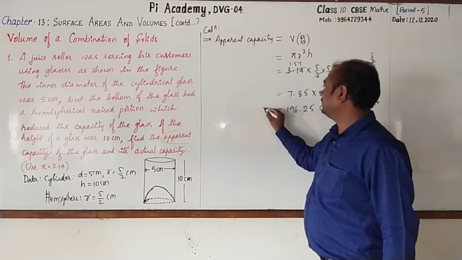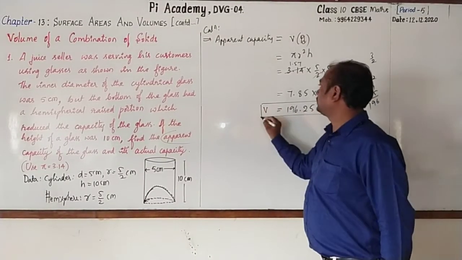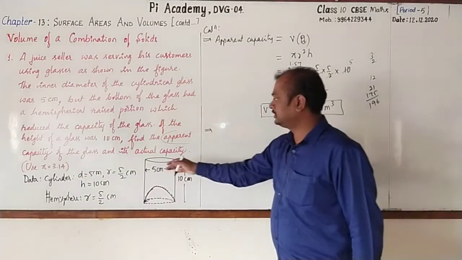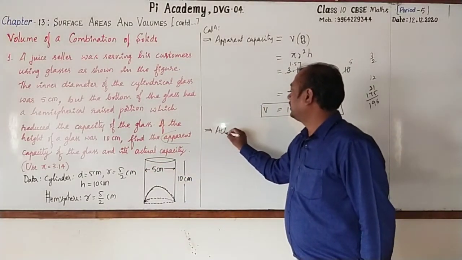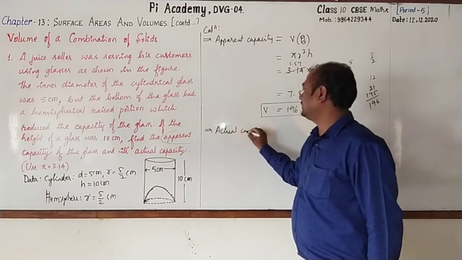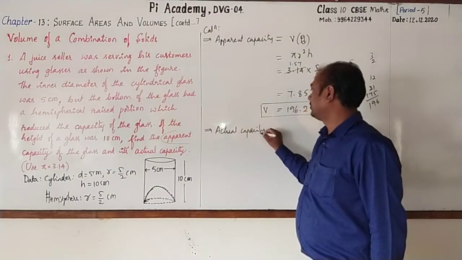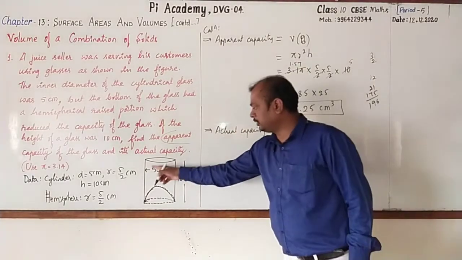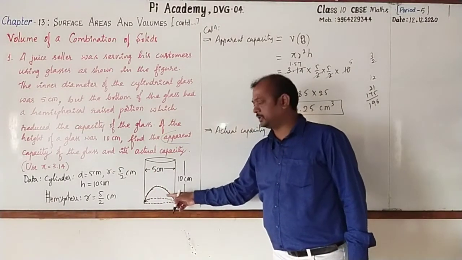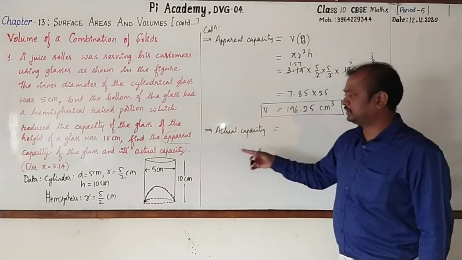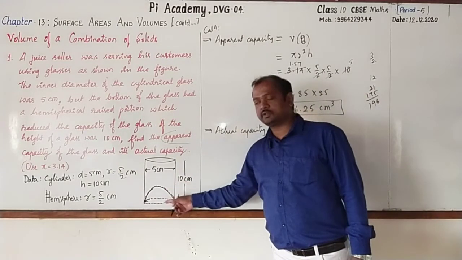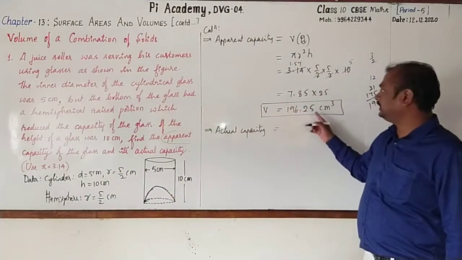Hope that you have copied. Now, let's move on to the second one. What is that? It's actual capacity. It is nothing but volume of cylinder minus volume of hemisphere. Volume of cylinder has already been found out. Then we just have to subtract the volume of hemisphere from this.